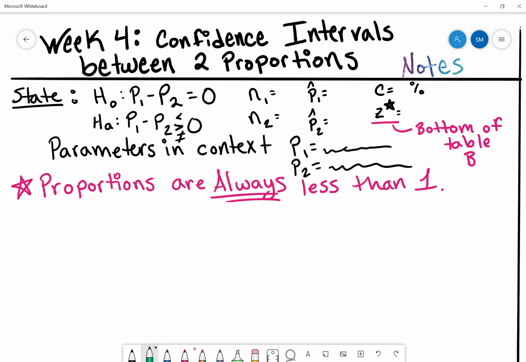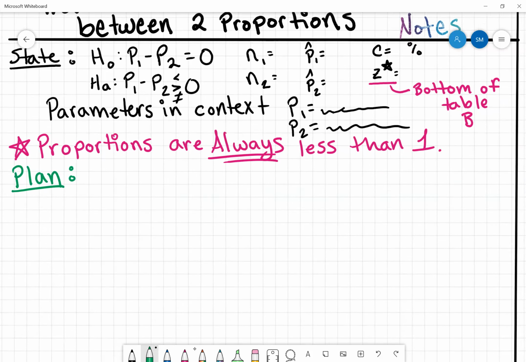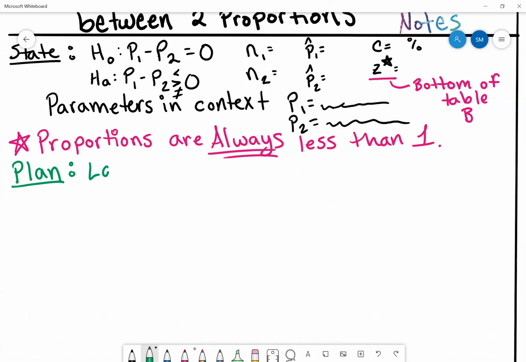So, let's look at the next one. The next one is going to be to plan. So our conditions for planning, we're going to be using the large counts condition because it is a proportion. So there are three things you have to check. The first one is, is it random?